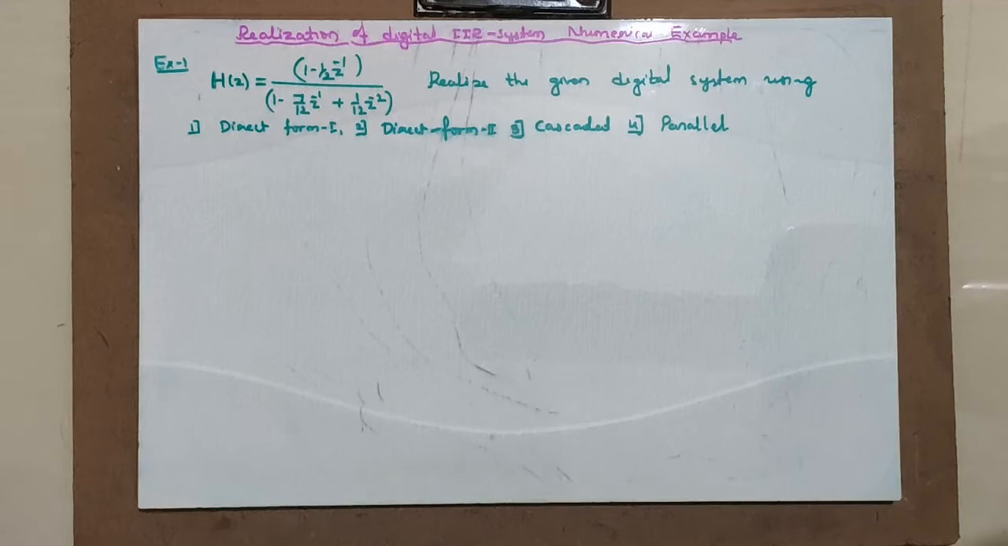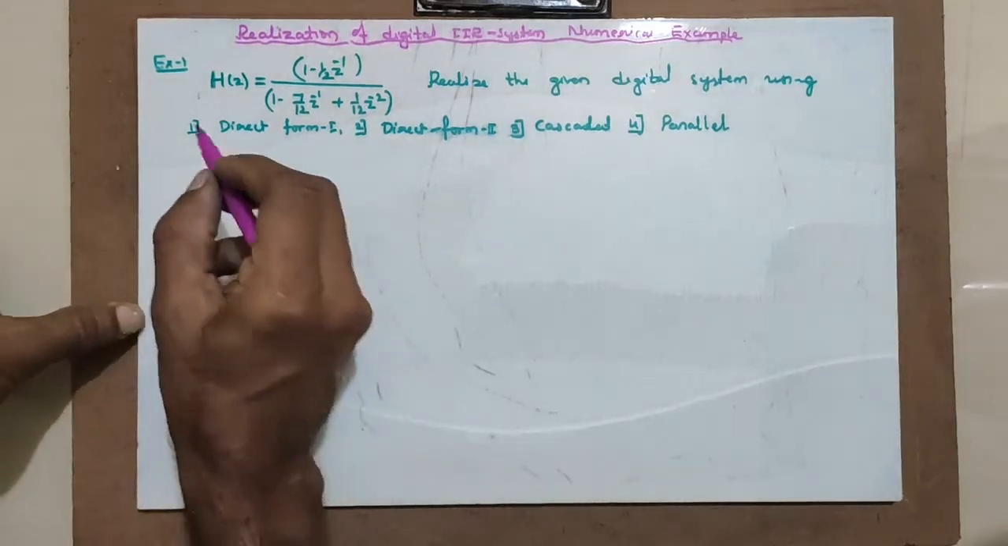Okay, let us take a numerical example which says that H(z) is equal to (1 - 1/2 z^-1) divided by (1 - 7/12 z^-1 + 1/12 z^-2). In this we have to implement or realize this digital IIR system using direct form 1, direct form 2, cascaded and parallel structures. Okay, let us do direct form 1 first. Direct form 1 structure.